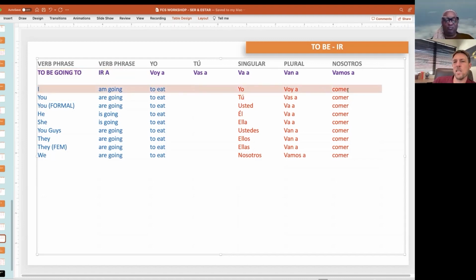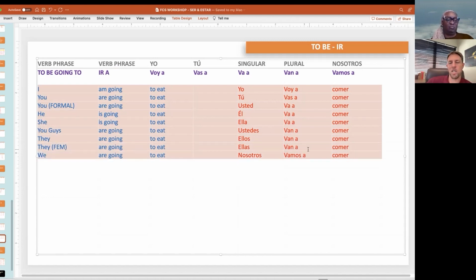Okay. I'm going to eat. Yo voy a comer. You're going to eat. Tú vas a comer. Usted va a comer, él va a comer, ella va a comer, ustedes van a comer, ellos van a comer, ellas van a comer, nosotros vamos a comer.